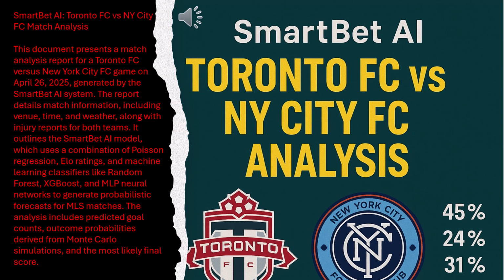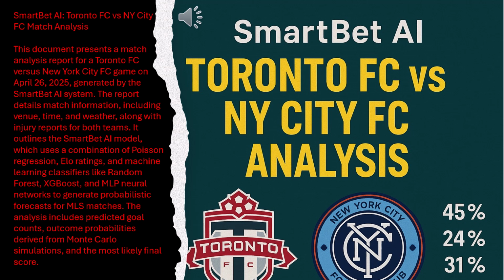A 1-1 draw. That definitely lines up with the Poisson goal averages we saw earlier. It does. It seems to be the most frequent result when you simulate based on those expected goal figures. Does it give probabilities for other scores, too? Yes. That 1-1 score has a 13.32% probability according to the simulation. Okay, the most likely, but still only happening about 13% of the time.